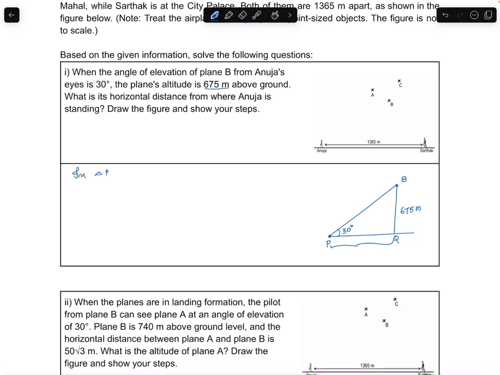In triangle PQB, since we know one angle and the side opposite to that angle, and we have to find out the adjacent side, we will go in for tan. Tan 30° is BQ upon PQ. Tan 30 is 1 upon root 3. BQ is 675 by PQ. So PQ is 675 root 3 meters. This is the horizontal distance of Anuja from the plane B.